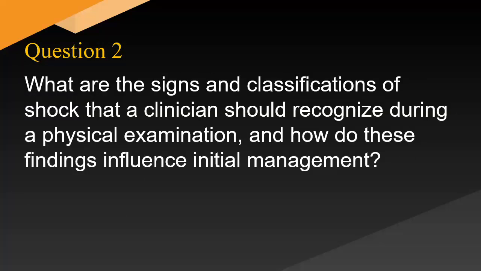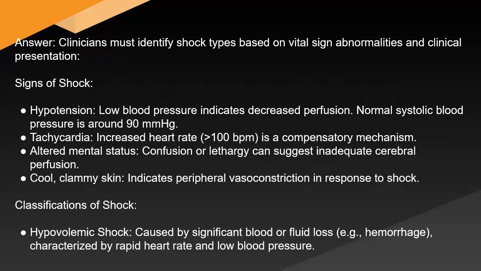What are the signs and classifications of shock that a clinician should recognize during a physical examination, and how do these findings influence initial management? Answer: clinicians must identify shock types based on vital sign abnormalities and clinical presentation. Signs of shock: hypotension. Low blood pressure indicates decreased perfusion. Normal systolic blood pressure is around 90 mmHg or higher.